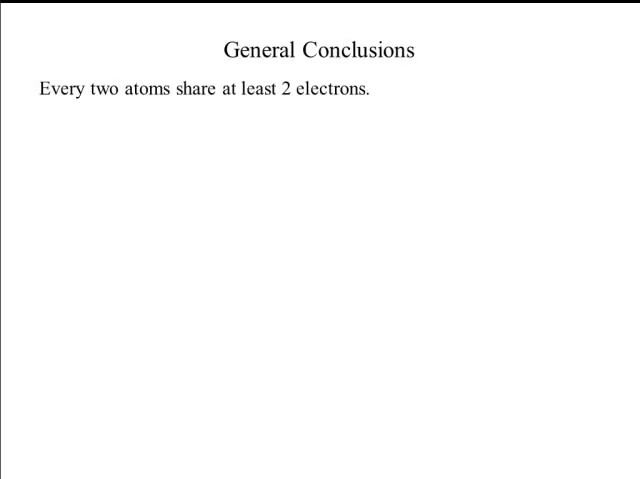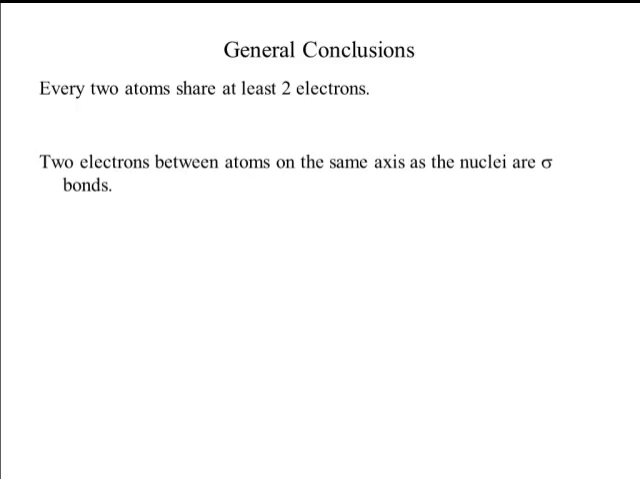All right, remember, every 2 atoms share at least 2 electrons in order to form a bond. A bond between 2 atoms represents 2 electrons, and they're sharing them. If we have 2 electrons between atoms on the same axis of the nuclei, those are going to be sigma bonds. Those are going to involve end-to-end overlap of orbitals. That can occur with a wide variety of orbitals. Those sigma bonds are always going to be localized. In other words, those electrons are going to stay between those 2 specific nuclei that they're forming that bond between.